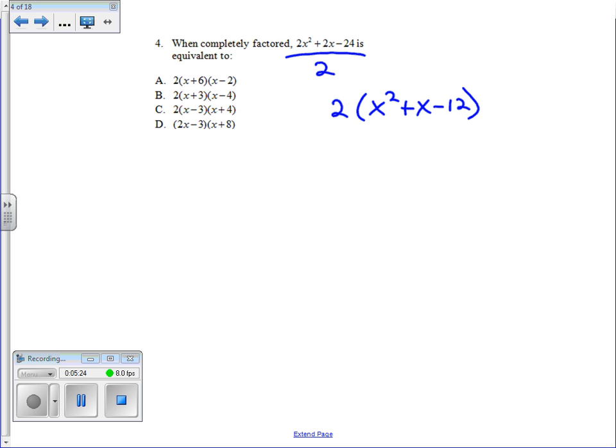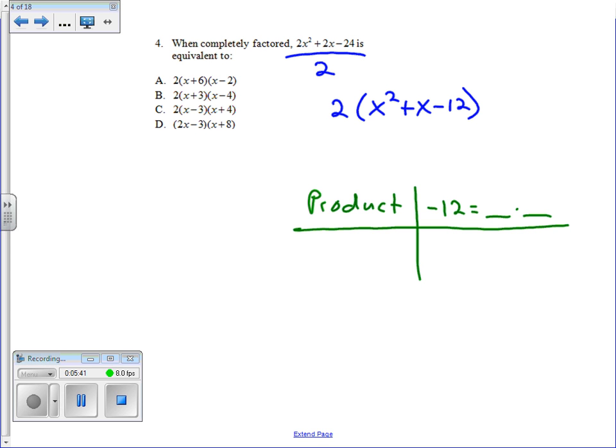So this is where I'm going to do the product-sum method. For the product, I want two numbers that multiply together to give me negative 12, but I also want the same two numbers to add to give me positive 1. So what two numbers multiply together to give me negative 12, but also give me positive 1?